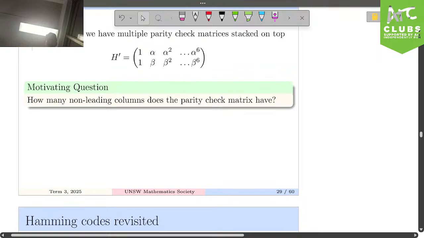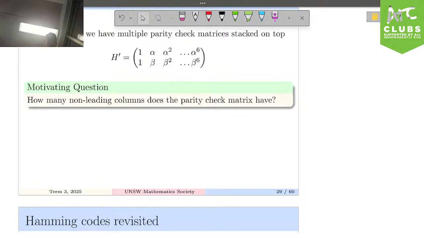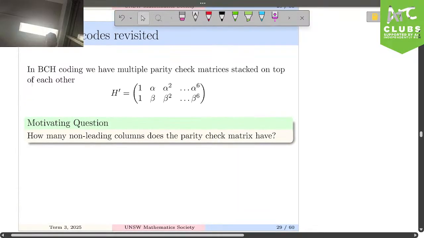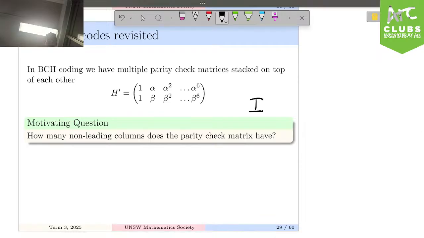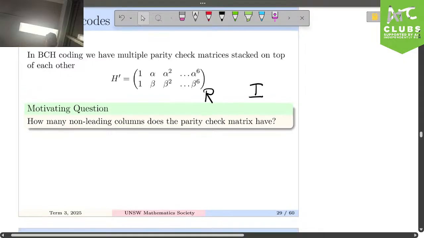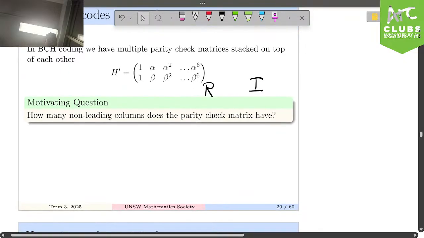Alright, so how many non-leading columns does the parity check matrix have? This is a motivating question, because as it turns out, the non-leading columns are going to correspond to the information, the message that we want to send. And the leading columns are going to correspond to the redundant armor we're putting on our information. Yeah? So, how many non-leading columns does it have?